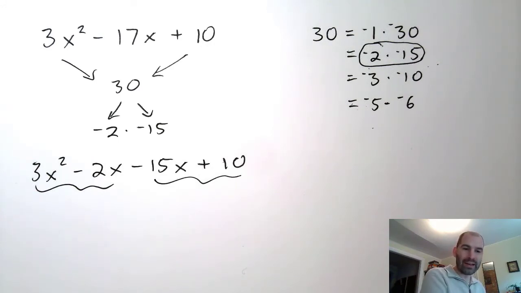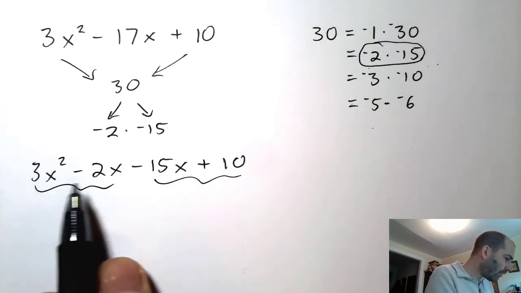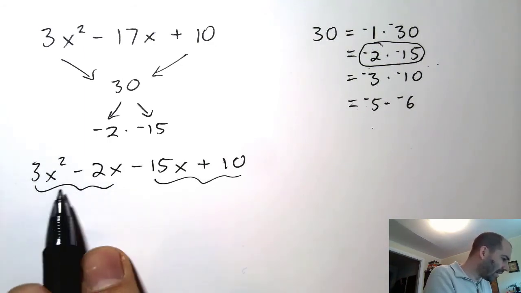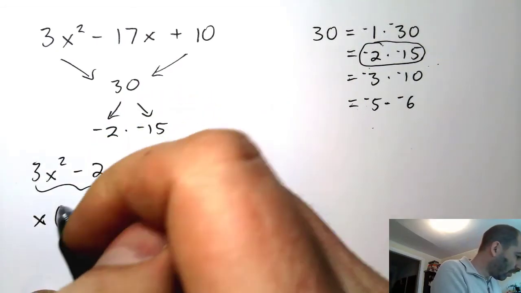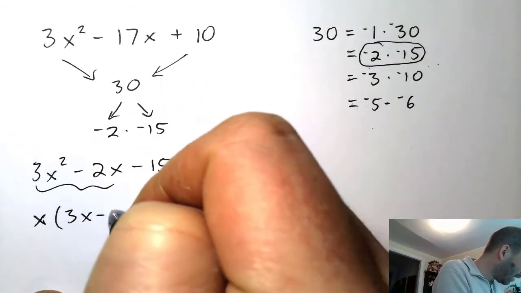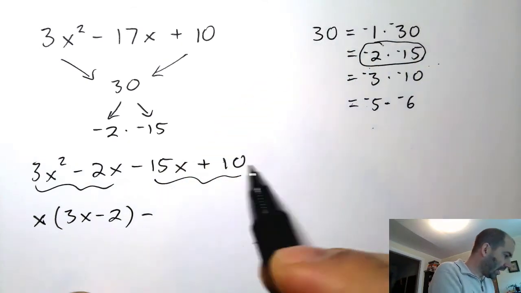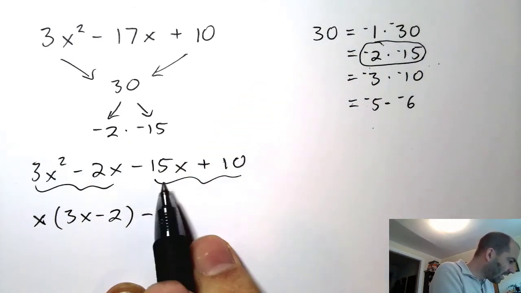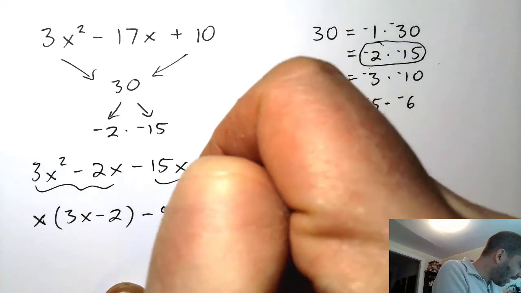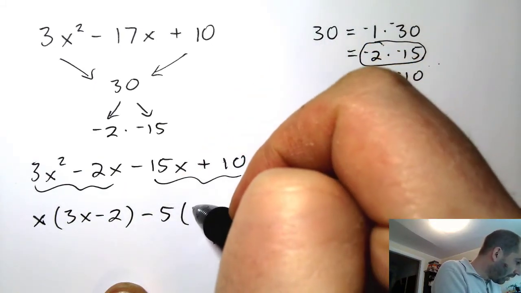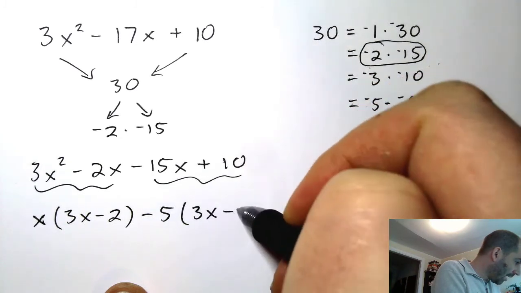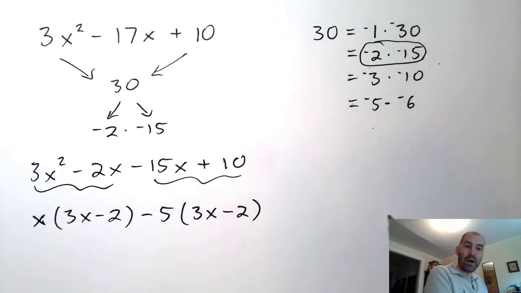Okay, welcome back. Let's compare our work. For the first two terms, my GCF that I'm seeing here is x. Right? And then what's left over if I factor out x? 3x minus 2. Now here, I'm going to factor out, let's see, what's the GCF? 5, negative 5 actually. And if I factor that out, what am I left with? 3x minus 2.